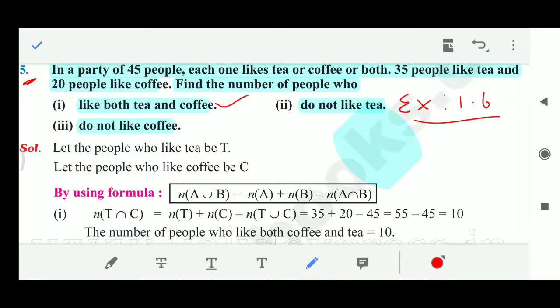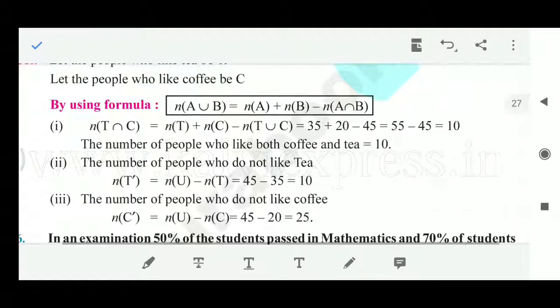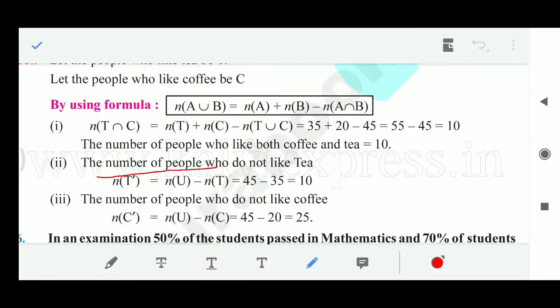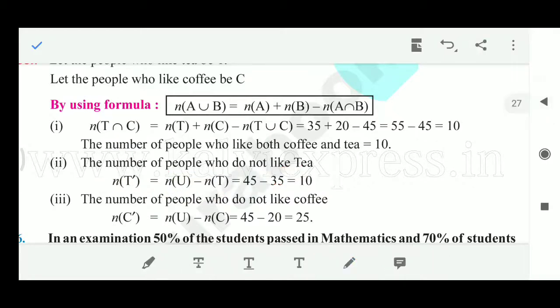Then the second one, the people who do not like tea. So the number of people who do not like tea is n(T'). To find n(T'), the formula is n(U) − n(T). n(U) is 45 minus 35 gives 10. So the number of people who do not like tea is 10.